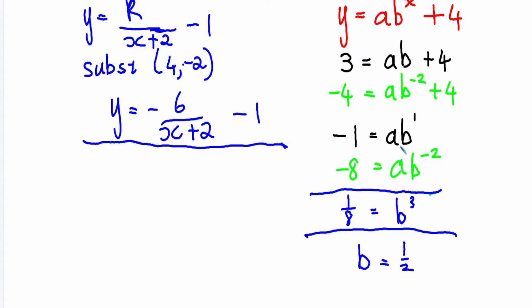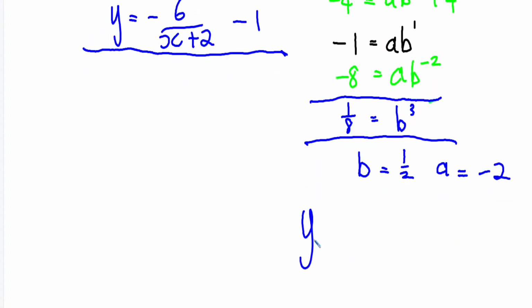Here I've got an equation with a and b in, so a times b is -1. So in fact, a must be -2. And my final answer for this one, y equals -2 times 1/2 to the x plus 4.